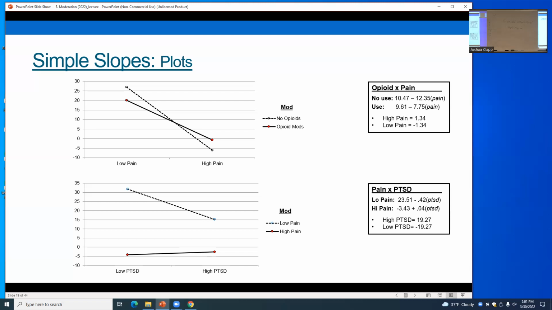Now, this is the thing, we'll get into this, we see it's a little bit of an uptick, right? The question then becomes, do we have evidence? Is this uptick positive? Do we have evidence that maybe at high levels of pain, PTSD is associated with increased functioning? That's where we can't tell this. We can't tell this from our simple slopes graph.